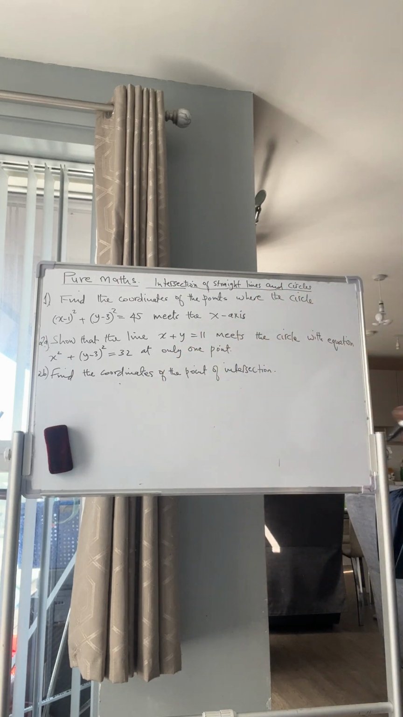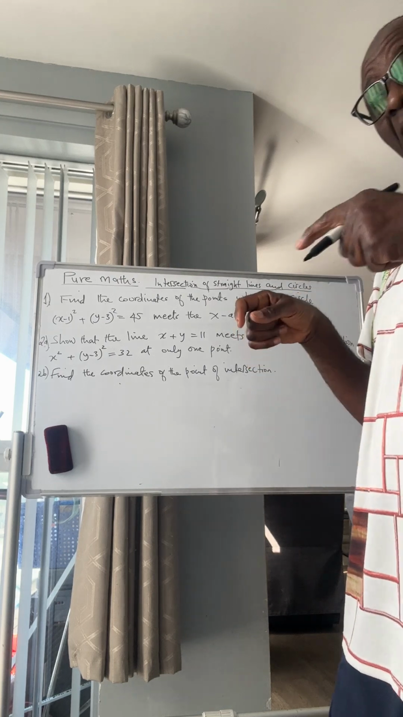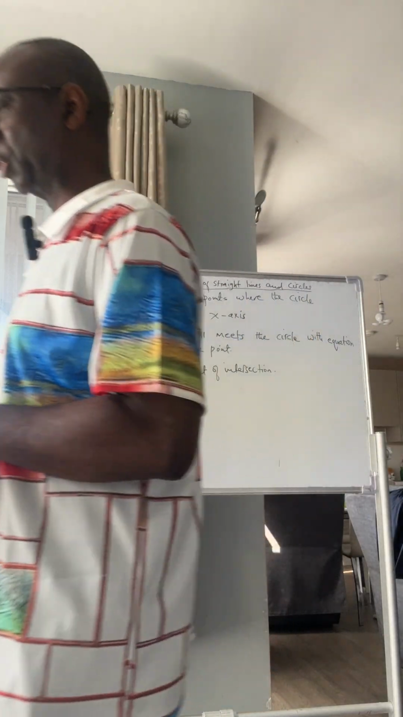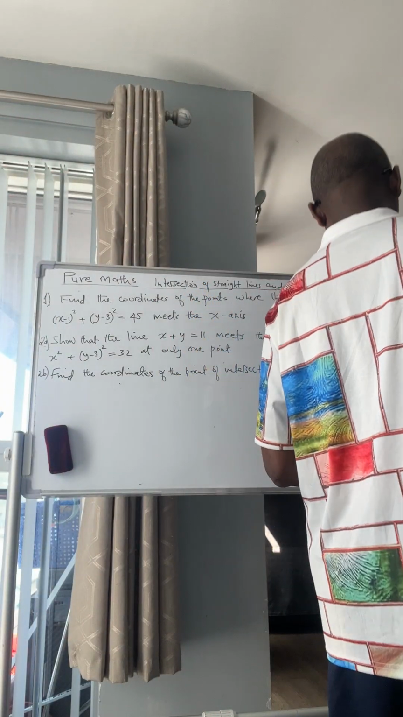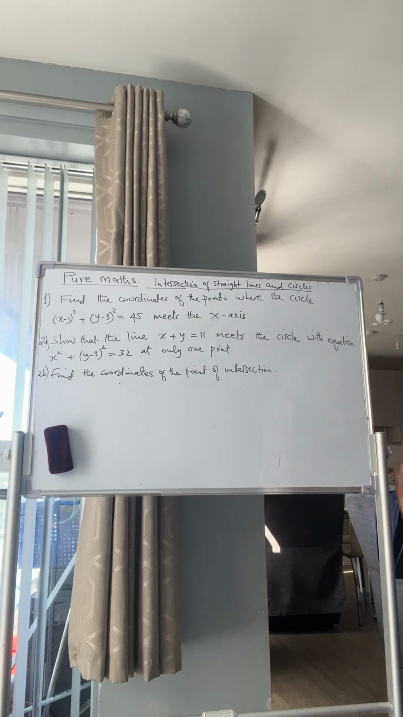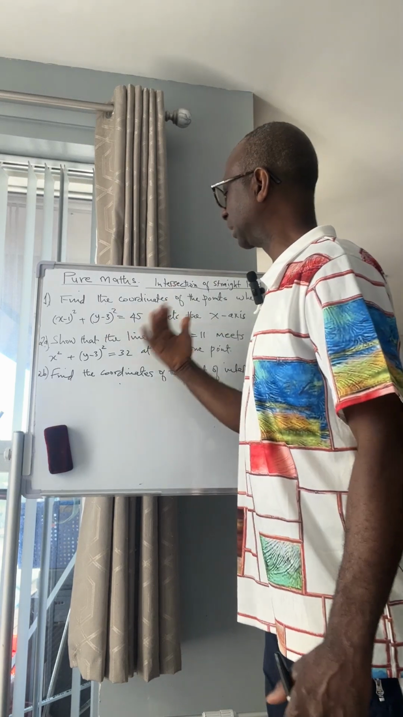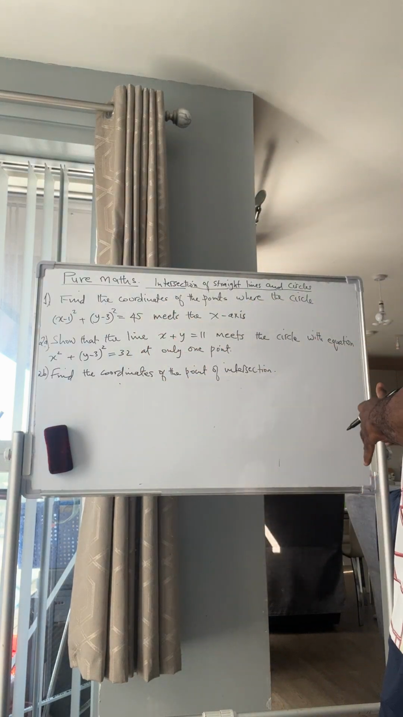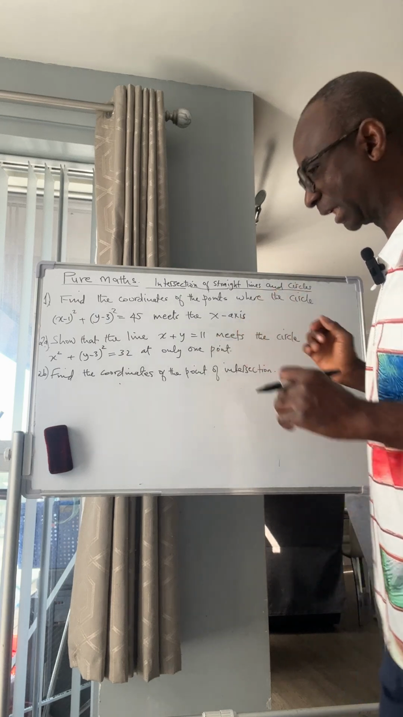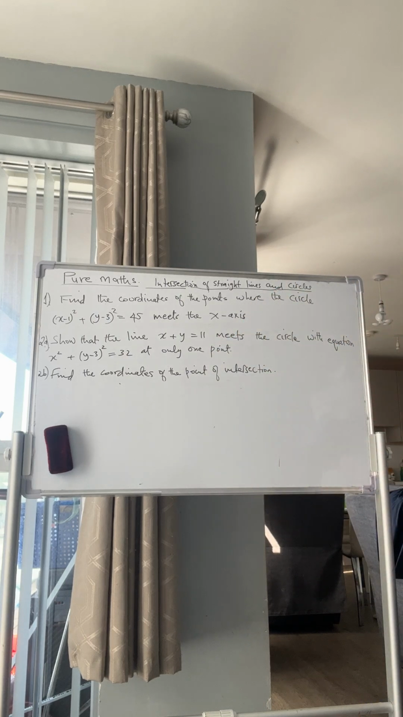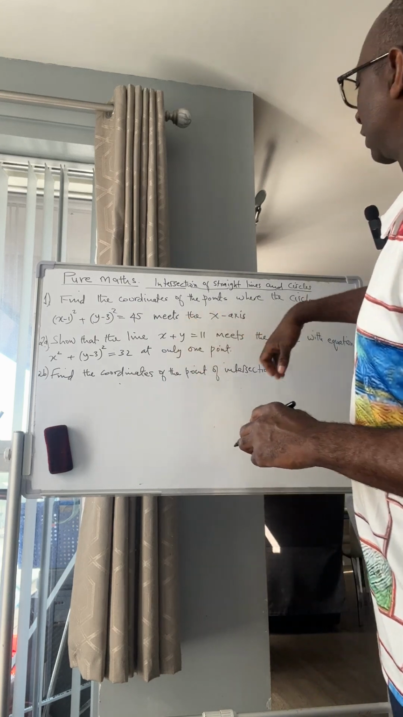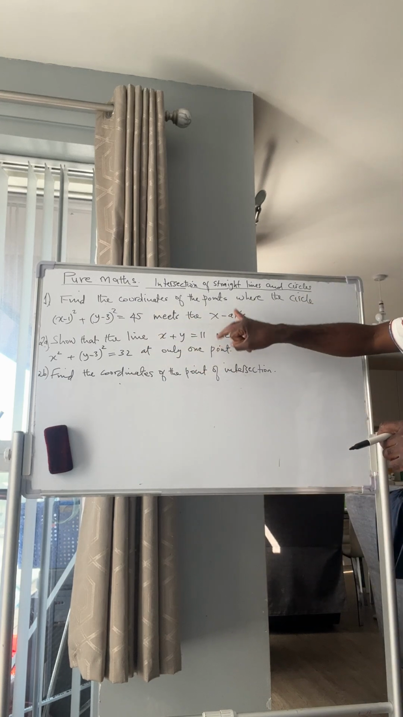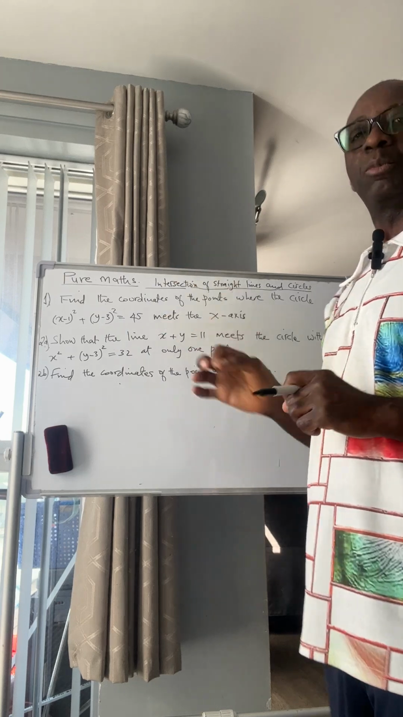When the two meet at that point on the x-axis, it means there is no y-axis on that position. The y-axis doesn't exist there. Therefore, y is 0 at that point. If the circle meets the y-axis at a certain point, it means x is 0 at that point. So since here we are asked to find the coordinates of the point where this circle meets the x-axis, it means the y component is 0.